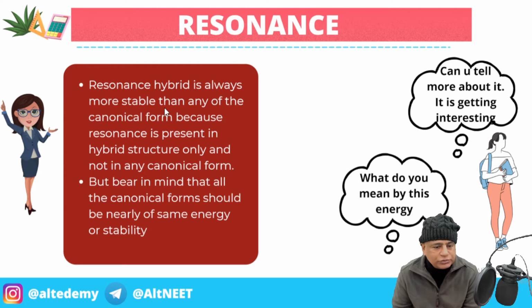Resonance hybrid is always more stable than any of the canonical forms, because resonance is present in the hybrid structure only and not in any canonical form. As we have shown you the resonating structures of benzene, we have resonating structures as well as the resonance hybrid. The canonical forms are not all that stable, but the resonance hybrid is more stable. And bear in mind that all the canonical forms should be nearly of the same energy or stability.